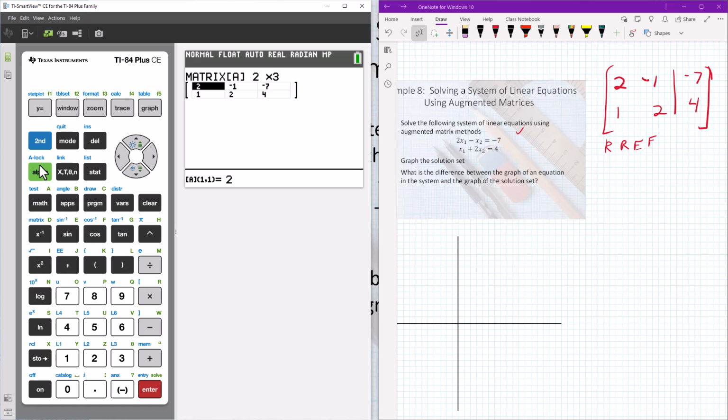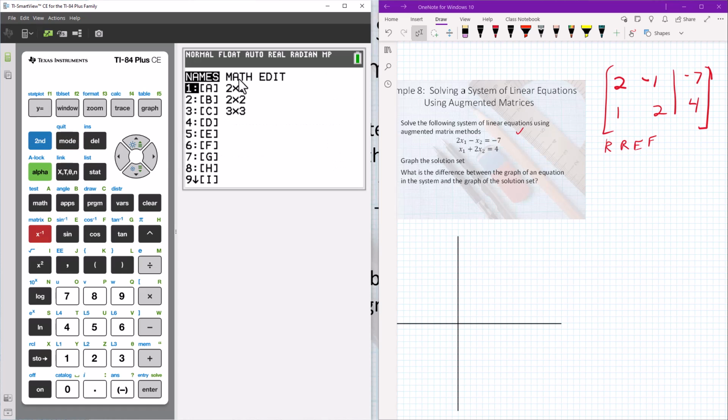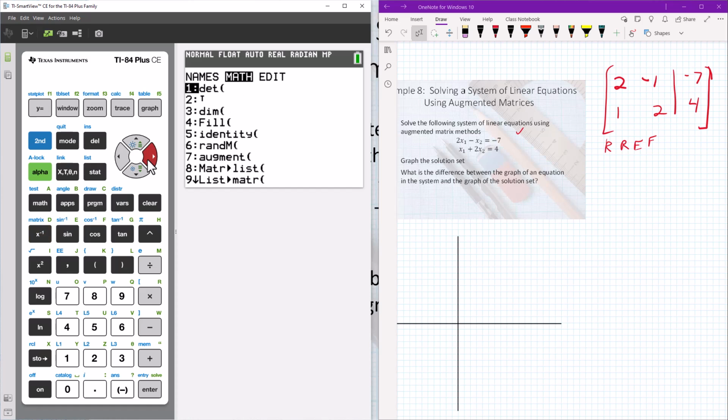We now need to quit. Second, quit. We now need to go back into matrix. Second, matrix. And we are going to do some math. So go to math. And if you click your down arrow to go through all this, or if you click your up arrow, we'll start at the back end. And we want to go to RREF. That stands for Reduced Row Echelon Form. So let's go on up there. Okay, hit enter.